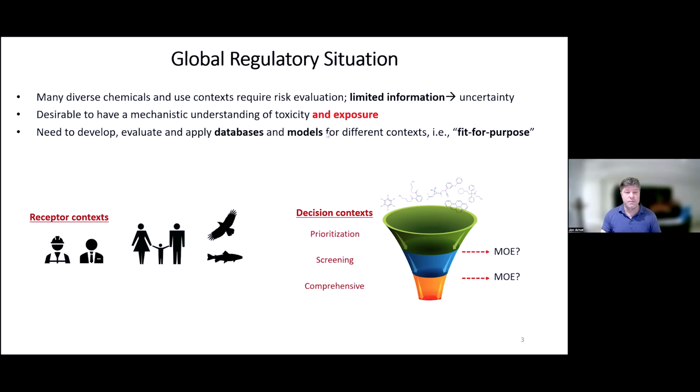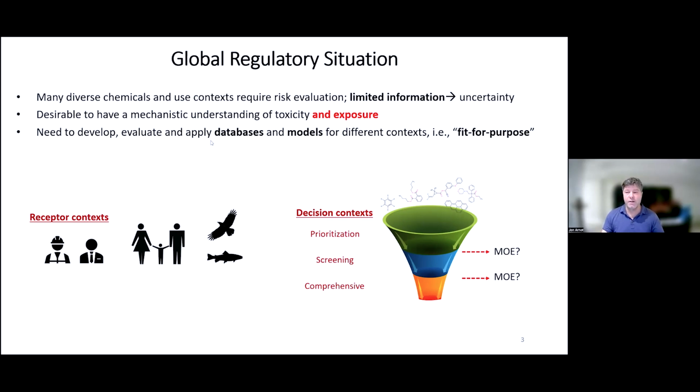It's also, of course, very desirable to have a mechanistic understanding of toxicity and exposure. So, for example, if we have some potential exposures that are approaching or exceeding safety thresholds, we can look at how best to mitigate those exposures if we understand the production to exposure continuum. So we have a mechanistic understanding, and this relates to some of the first principle models that the previous speaker was talking about. All right.